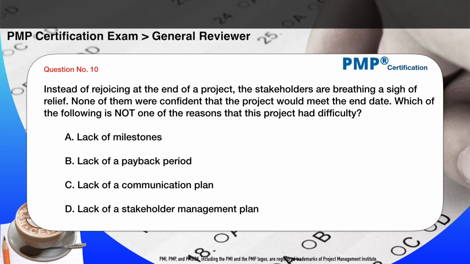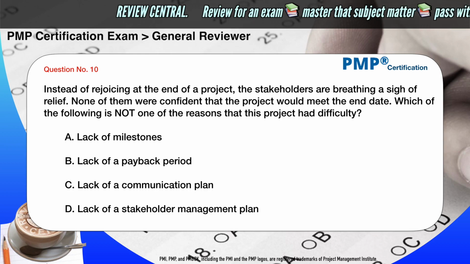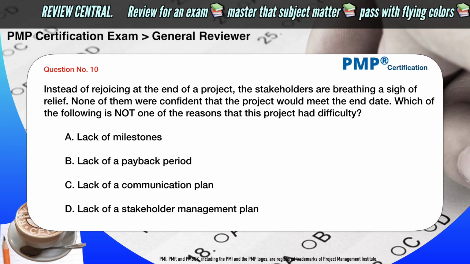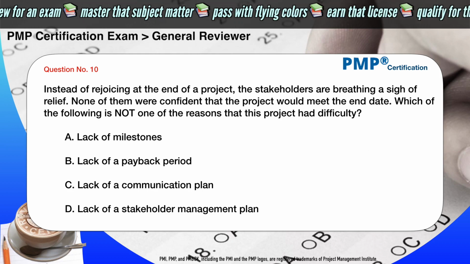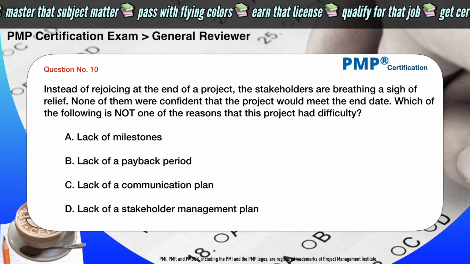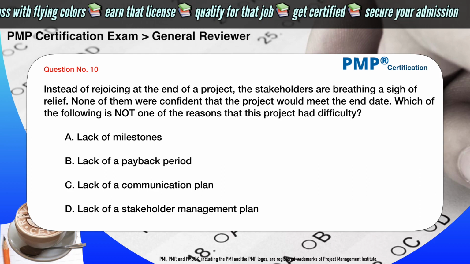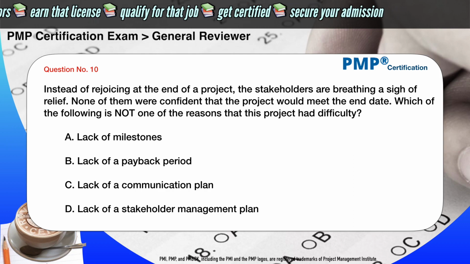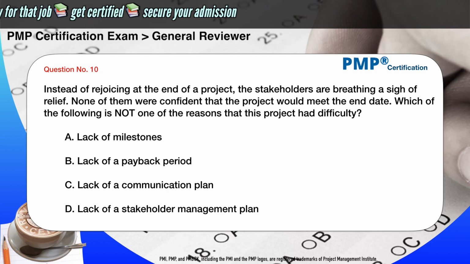Instead of rejoicing at the end of a project, the stakeholders are breathing a sigh of relief. None of them were confident that the project would meet the end date. Which of the following is not one of the reasons that this project had difficulty? A. Lack of milestones. B. Lack of a payback period. C. Lack of a communication plan. D. Lack of a stakeholder management plan.